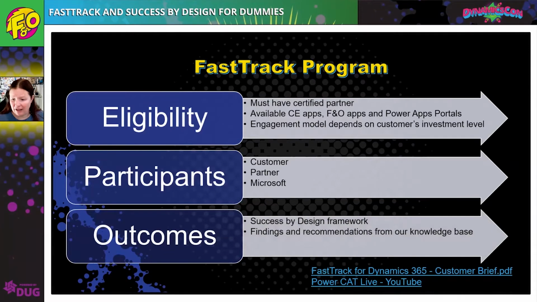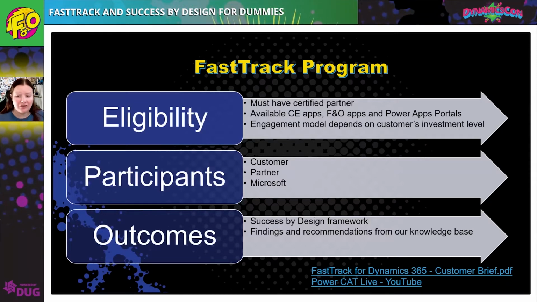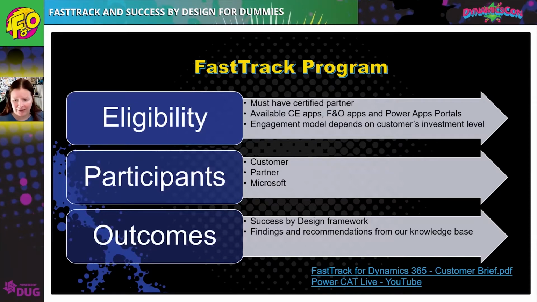The outcomes of FastTrack, our program for Dynamics 365, are all centered around the Success by Design framework. Qualified partners can use tools in our portal to document progress and research recommendations in our knowledge base. Once recommendations are made and documented, it is the responsibility of the customer and partner to review and remediate any issues that are noted in those findings documents.